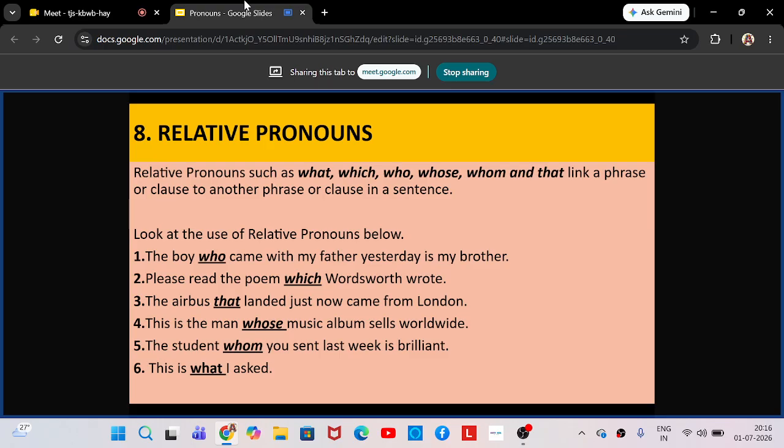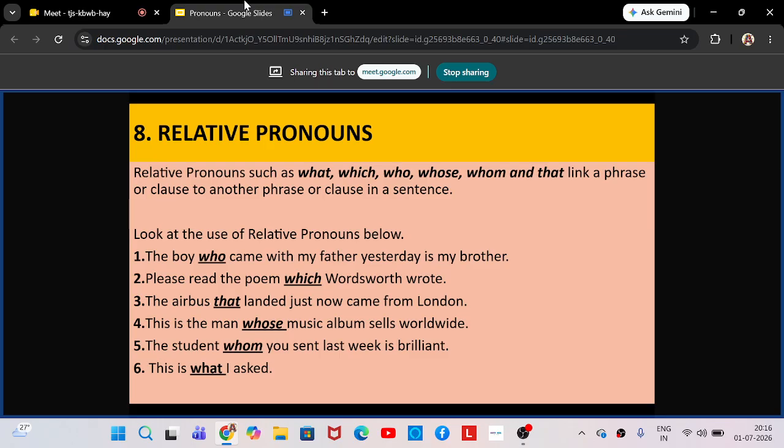Okay. And also there is one more difference between interrogative and relative pronouns. When you are using these words as interrogative pronouns, they will come in the beginning as a question word. But if you are using these words as relative pronouns, they will come in the middle of the sentence. That is the major difference.